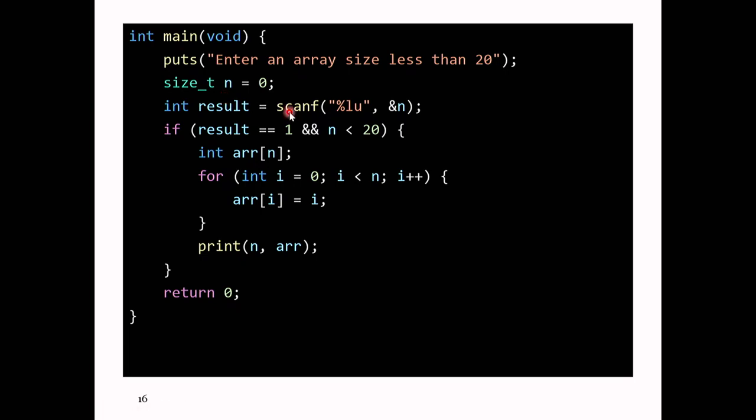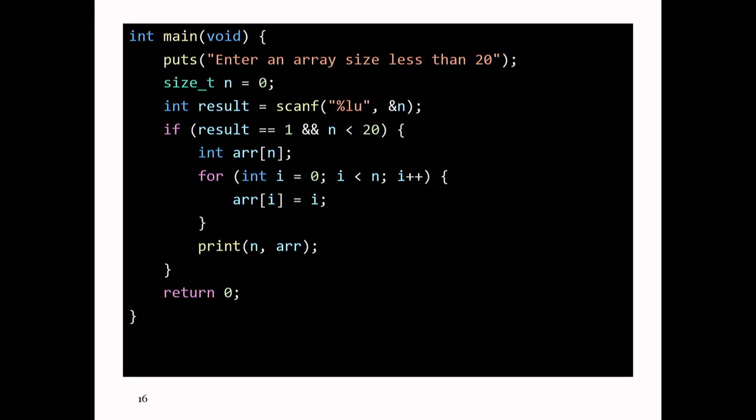scanf is going to read the keyboard. It's going to look for something that matches that conversion, %lu. U means unsigned int, L means long unsigned int, which happens to be the type of size_t. So that's going to look for some unsigned integer value. It's going to try to store the result in n.